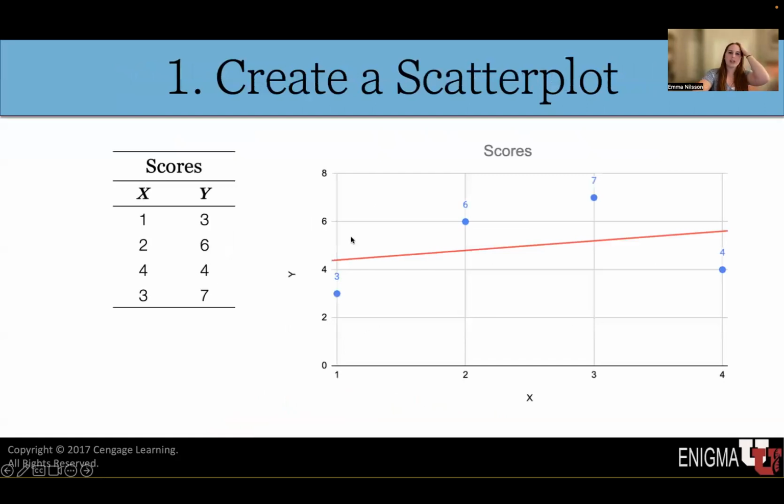So the first step is to create a scatter plot. You can do this in Excel. That's probably the easiest way. I won't show you how to do that now, but hopefully some of the other courses on ENIGMA-U will touch on that a little bit more.